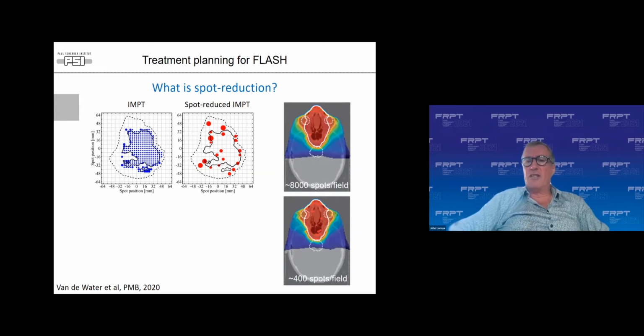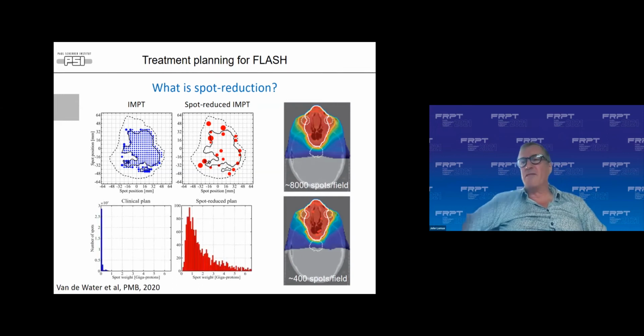So you can see the two dose distributions, top and bottom. This is typically how we do it, a dense grid of regularly spaced spots. But by adding a spot reduction algorithm into the optimizer, which is gradually throwing pencil beams away and randomly adding new ones, we can significantly reduce the number of Bragg peaks per field from a few thousand here to only a few hundred.